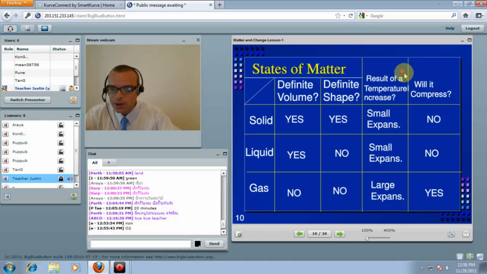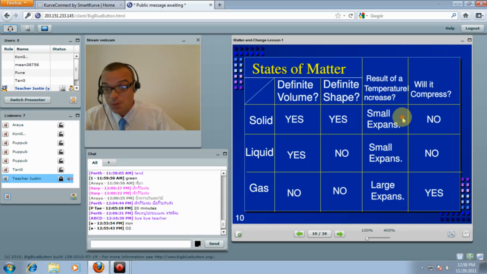Result of a temperature increase. Anyone know what that word should be? We'd say a small expansion. Expansion. E-X-P-A-N-S-I-O-N. Now, I'm sure you would have come across this before. As you know, if you increase the temperature, most things will get bigger by a very small amount, even yourself. Most matter will expand with temperature.